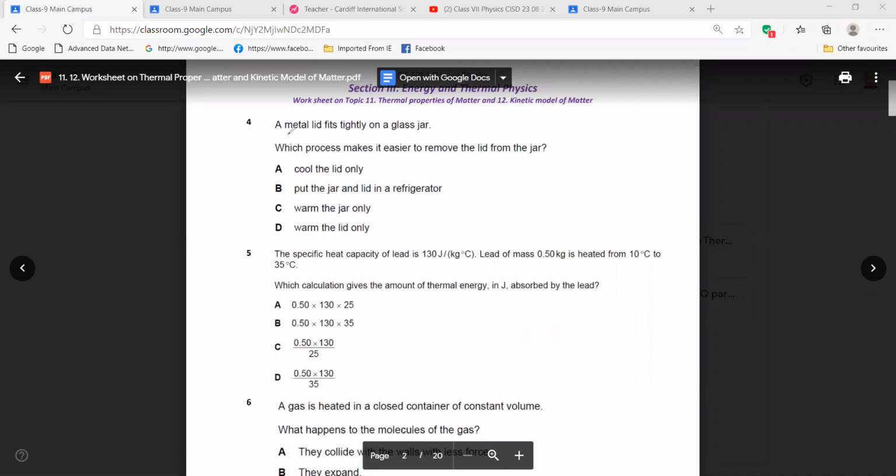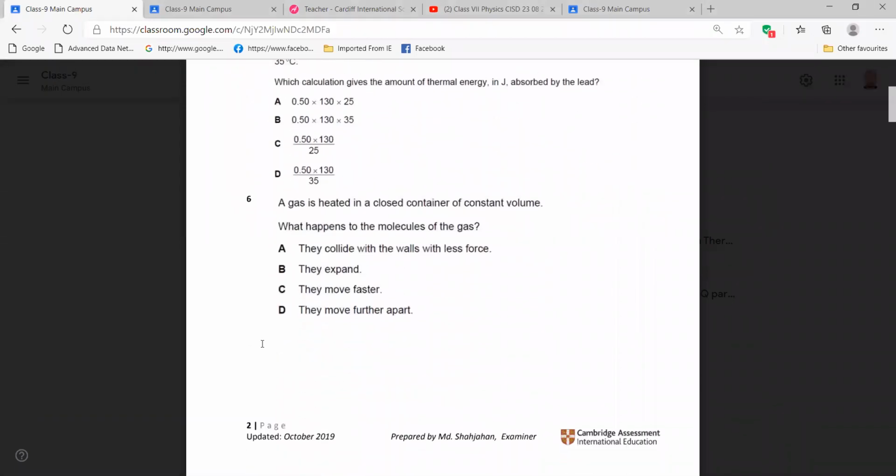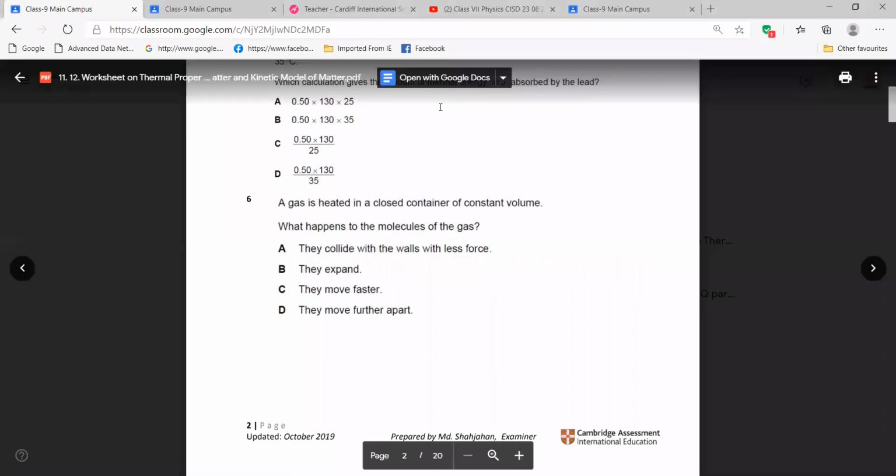So we are going to question six. Adnan Rahim, read it. A gas is heated in a closed container of constant volume. What happens to the molecules of the gas? A. They collide with the walls with less force. B. They expand. C. They move faster. D. They move further apart.